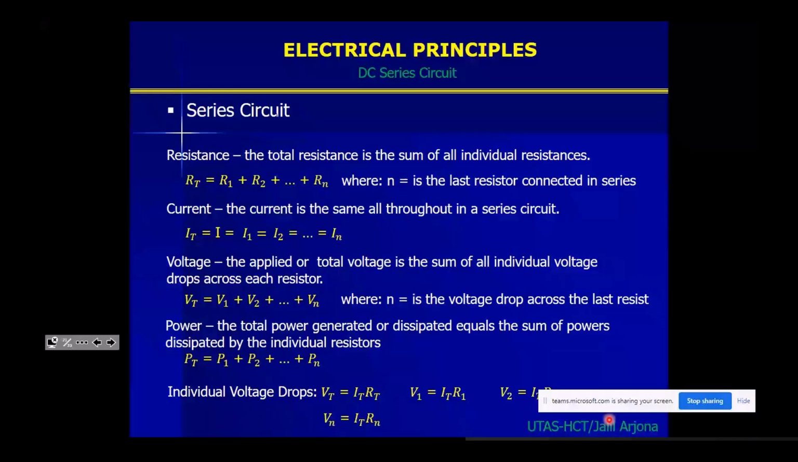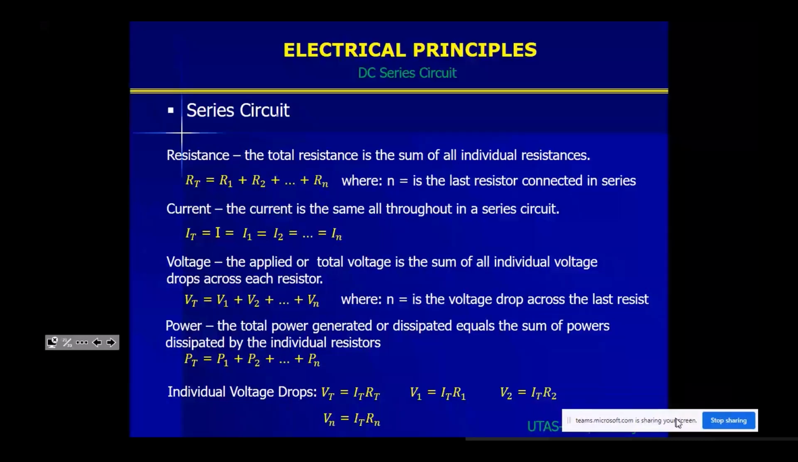Next, we have the individual voltage drops. The purpose here is to deal with Ohm's law. To find the total voltage, that is equal to I total times R total. To find the voltage drop V1, you can use this, and for V2, this one, another voltage drop. You will find a very common parameter, the total current. This is the common parameter in the series connection. So remember that one. It's very important.